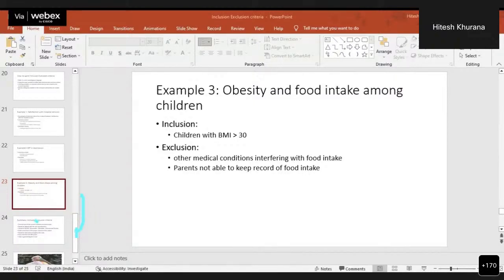And exclusion criteria: other medical conditions interfering with food intake. Is this a correct kind of exclusion criteria? Yes, somebody is telling no, and I would be glad if the reason can also be given for this. You can speak. Dr. Chirayu, you may speak by unmuting yourself.